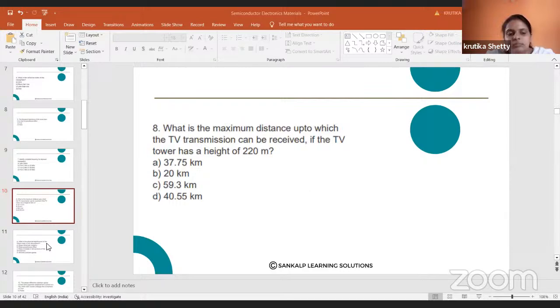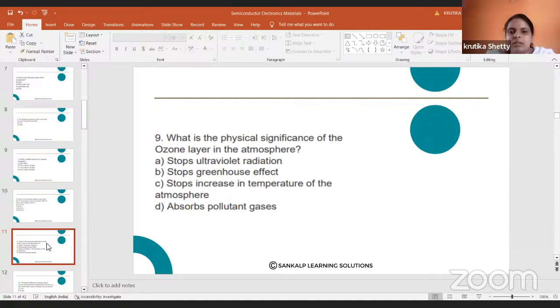Then the next question. What is the physical role of the atmosphere? Stops ultraviolet radiation, stops greenhouse effect, stops increase in the temperature of the atmosphere, absorbs pollutant gases. Yes, it stops ultraviolet radiation. Yes, very good, very good. That is option A is correct here. Then our next question.